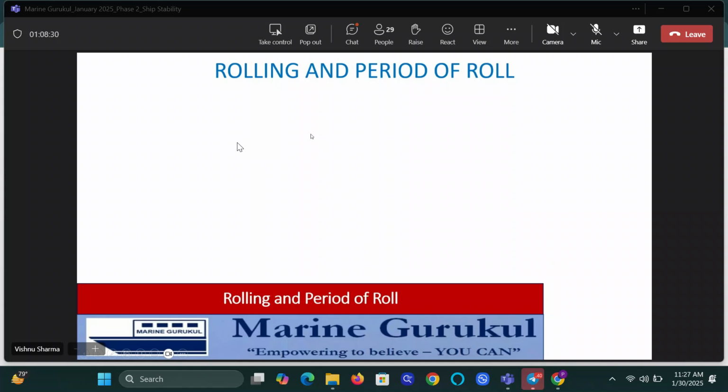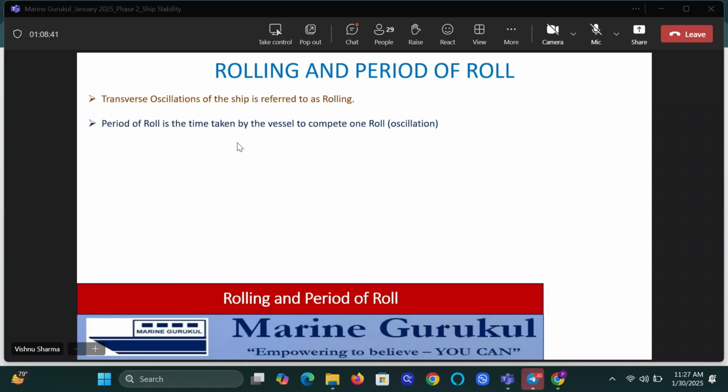Rolling period of a roll, guys. Now you see what is rolling. Transverse oscillation of the ship is referred to as rolling. We all know it, guys. Period of roll is the time taken by the vessel to complete one roll, one oscillation.